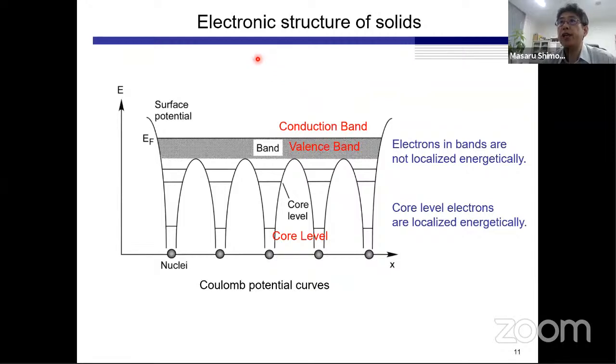Then let me explain about the electronic structure of the solid. This is the same picture as before, and these are Coulomb potential curves. The electrons in the bands are not localized energetically, so they are widely spread in energy. But core level electrons are very localized energetically, like a line. Because of this feature, we can use the core level electrons for detecting the element. That is a very basic point.